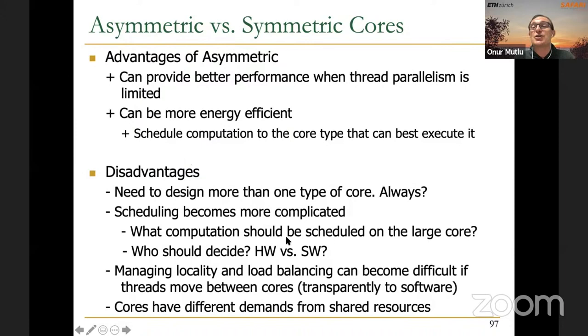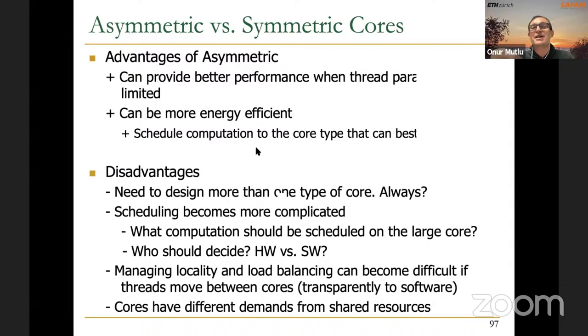Scheduling always becomes more complicated whenever you have asymmetry. What computation should be scheduled on the large core? Who should decide, hardware or software, runtime system or the application? There are many questions over here. Managing locality and load balancing can become difficult if threads move between the cores, especially transparently to the software. So there are locality issues and load balancing issues that you need to deal with. And cores have different demands from shared resources. So maybe you should have asymmetry in the shared resources as well, as we have discussed in quality of service mechanisms, right? We discussed quality of service mechanisms mainly from a symmetric perspective, but when your cores become asymmetric, you need to adapt the quality of service mechanisms to that asymmetry as well.